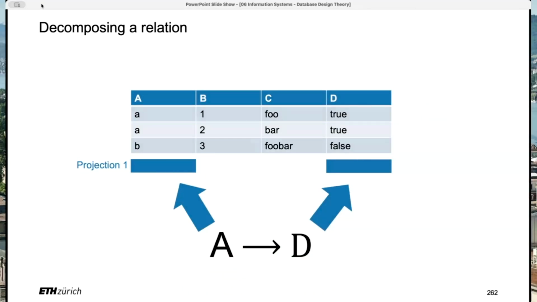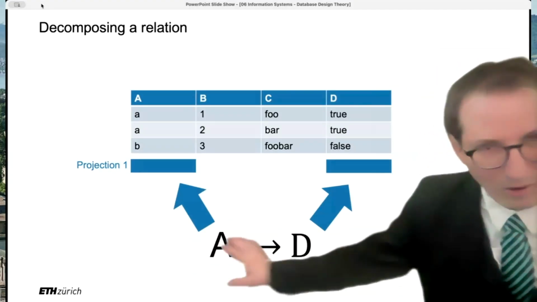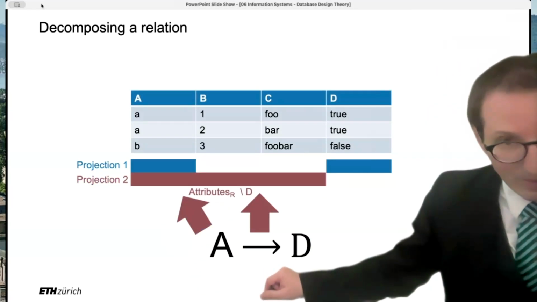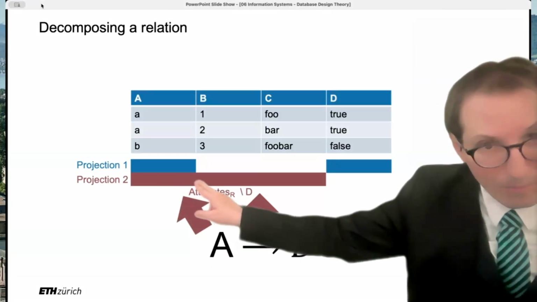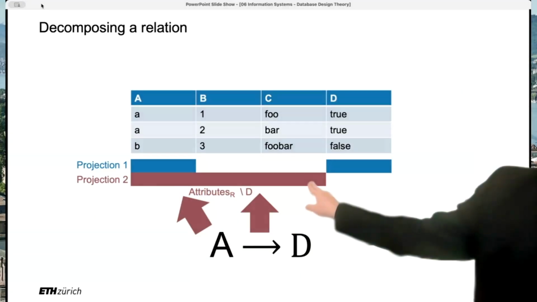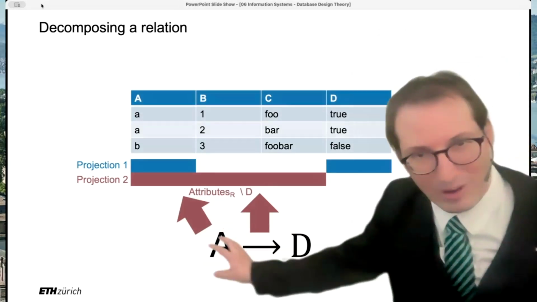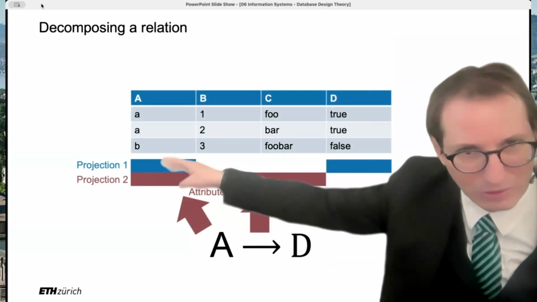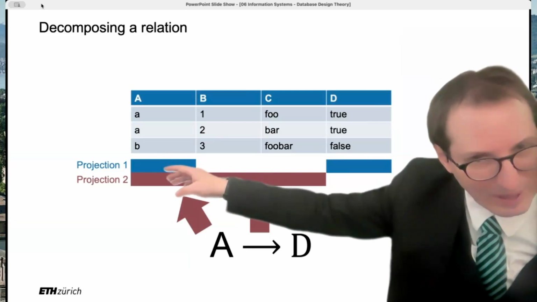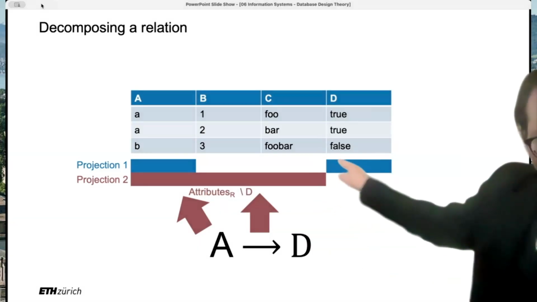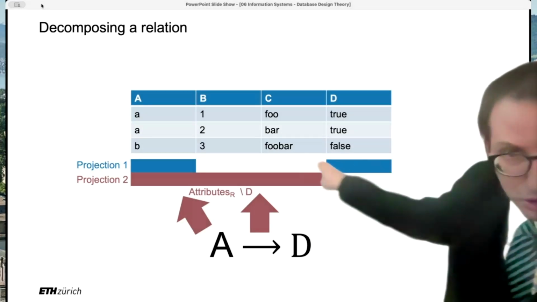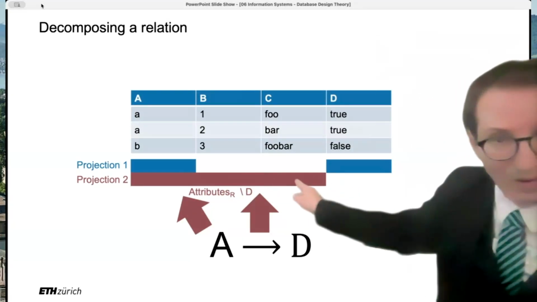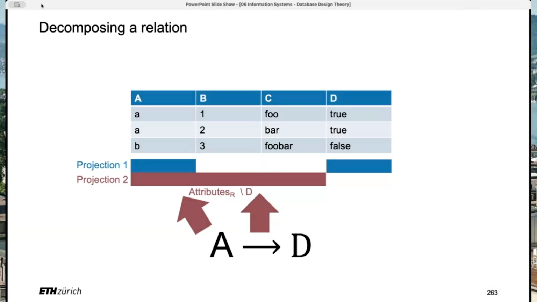That's the first table in my decomposition. I just project on everything that is in here. And the other part is going to be the left-hand side plus the rest, in that case, B and C, right? So basically, the left-hand side is like a pivot, right? The left-hand side is what is in both projections. Then the right-hand side, the entire closure, would go in the first projection, and everything else in here would just go into the second projection, right?